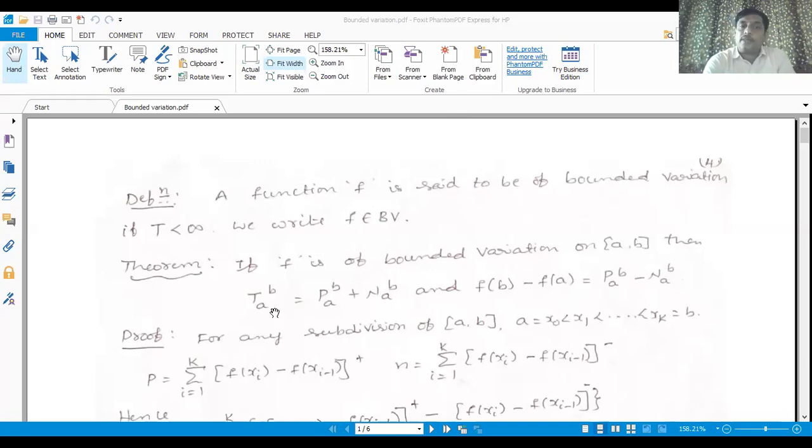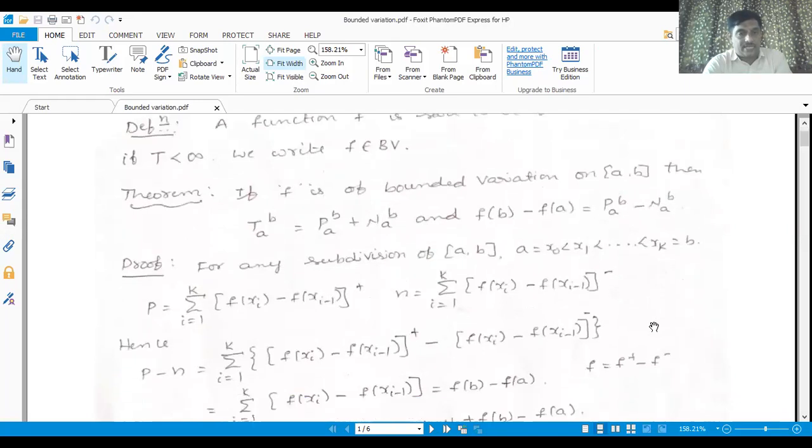then T of a comma b is equal to P, the positive variation, plus N, the negative variation, and f of b minus f of a, which is an integral representation from a to b of f of x dx, is the same as P of a comma b minus N of a comma b. That is, if f is of bounded variation, these two conditions hold good.